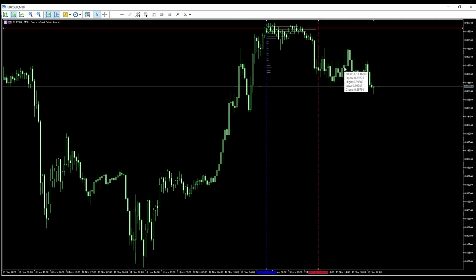Price has actually not touched this level, as we can see. So what do we do?